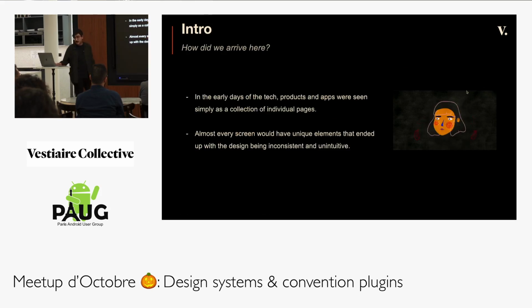So first of all, how did we arrive here? In the early days of tech, products and apps were seen simply as a collection of individual pages. Almost every screen would have unique elements that ended up with a design being inconsistent and unintuitive. So to deliver well-designed products, several companies started thinking of a process that can structure the design and speed up the delivery.